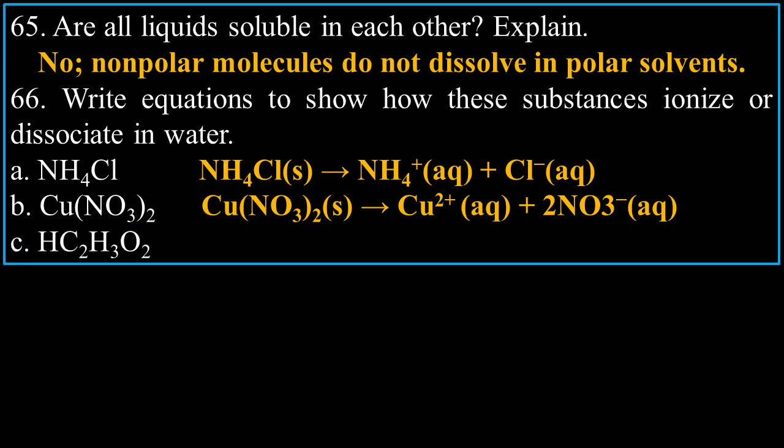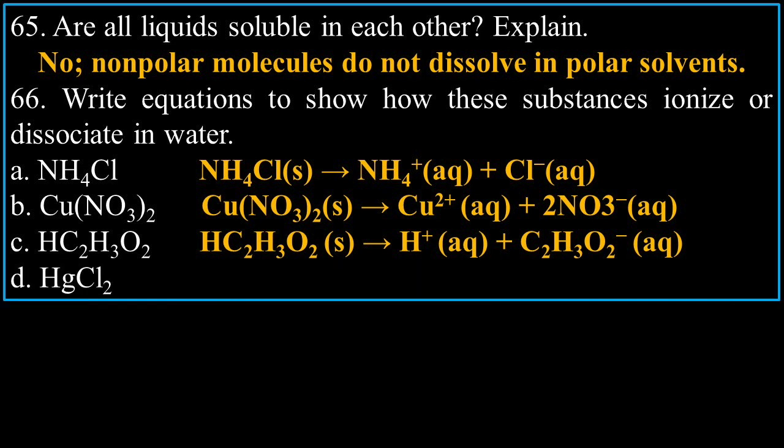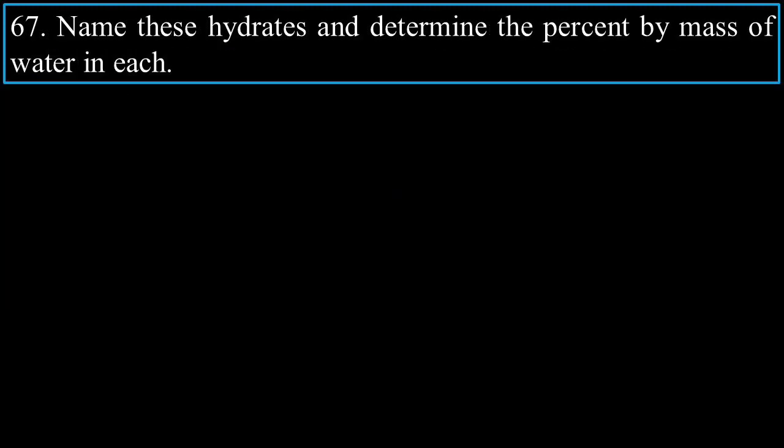This would be acetic acid, H plus, and then C2H3O2 minus 1. Very straightforward. And that's acetic acid or vinegar, the operative thing in vinegar. This is mercury 2 chloride, a weak electrolyte, Hg plus 2 and 2 Cl minus 1. So that's going to break down into what's there.